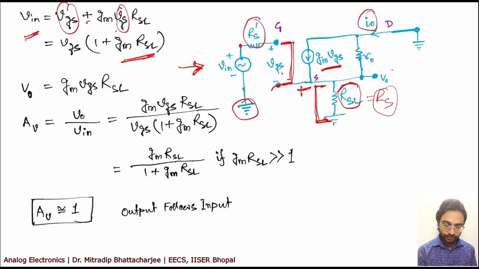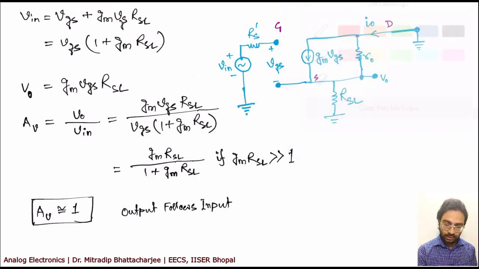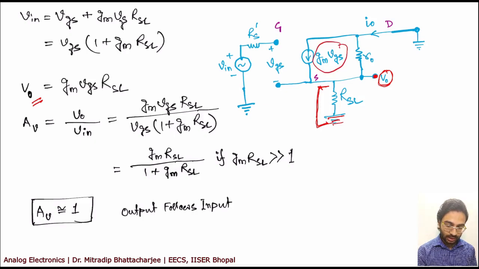What is your output? If you look at your output, you'll find that this output voltage is nothing but the drop across this resistance, because this is connected to ground and you are measuring output over here. So there is only one resistance present, so whatever is the drop across this resistance will be your output. So your VO, or V output, is GM VGS, which is the current, into resistance RSL.